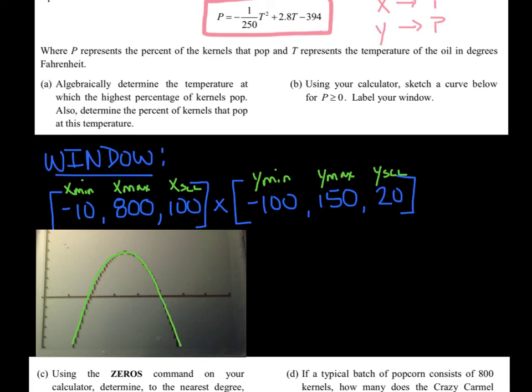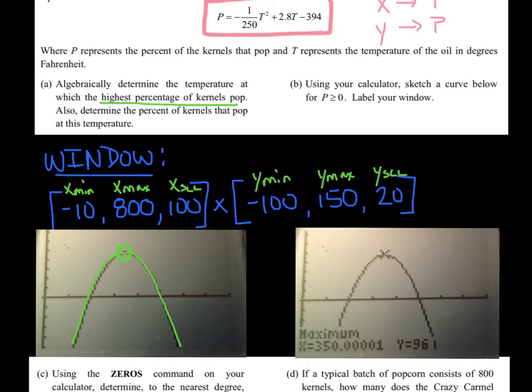So what they want us to do is find the highest percentage of kernels that get popped. In other words, they want us to go find the maximum. So I'm going to go to my second calc menu. I'm going to choose choice number 4, which is max. I want you to try that on your own. Try to create the left edge, the right edge, and then guess at the center and see what you get.